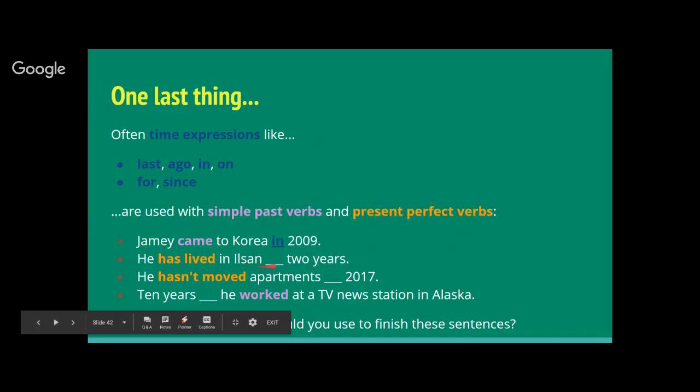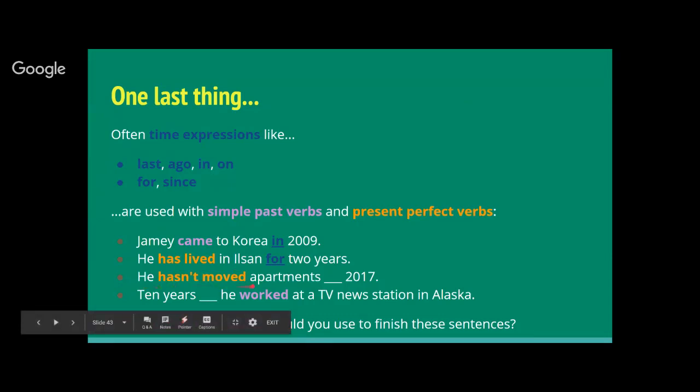He has lived in Ilsan blank 2 years. So take a moment, try to guess what this answer is. I'll give you about 30 seconds. All right. He has lived in Ilsan for 2 years. So usually we use for with an amount like 2 years, 10 days, 20 years, 2 hours, something like that.